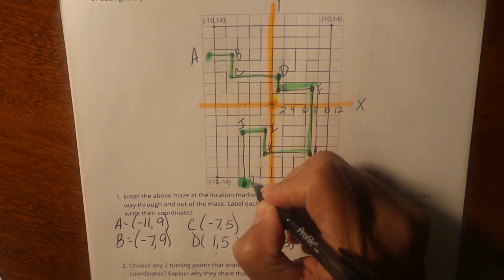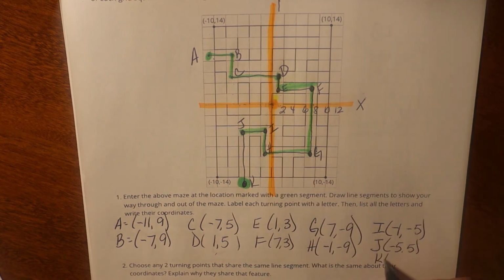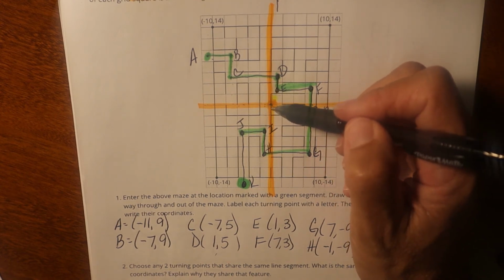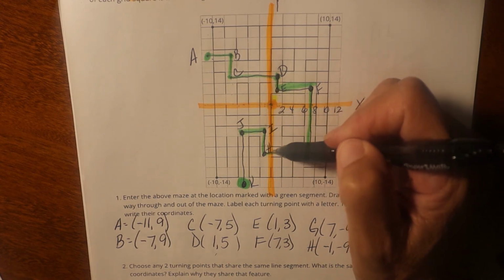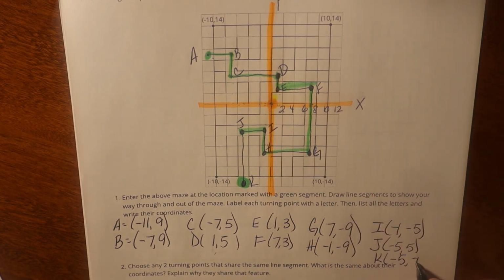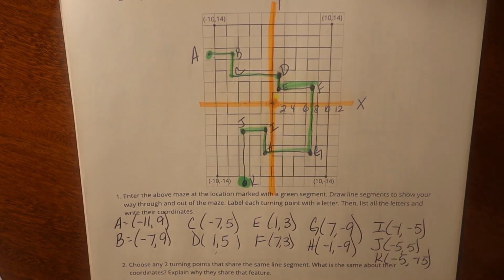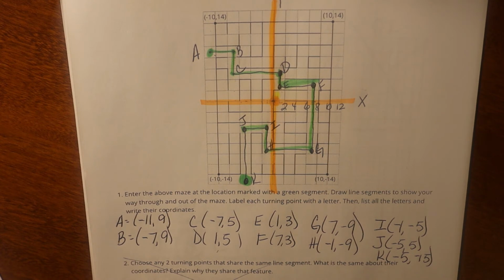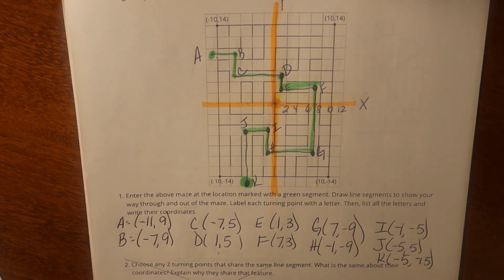This is my last one, K. K is at negative 5. And where are we here? Let's see here. 2, 4, 6, 8, 10, 12, 14, 15. Negative 15. Okay. And we're not going to do number 2, so you can cross out number 2. That was just kind of a fun way to end today's lesson. So, with that being said, that is today's math lesson.